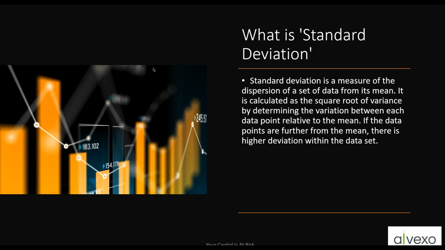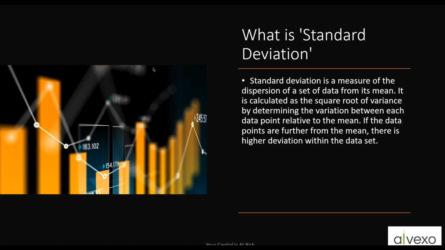So let's try to put it in something that we can understand that's related to finance. Standard deviation is the measure of the spread between the open, the high, the low, and the close, and its moving average. It is calculated as the square root of the variance, or the difference between the open, the high, the low, and the close, by determining the variation between each of those points relative to the mean.